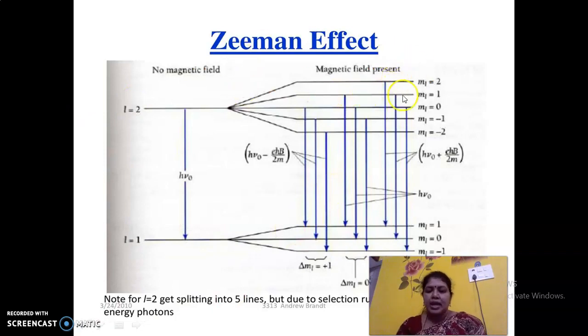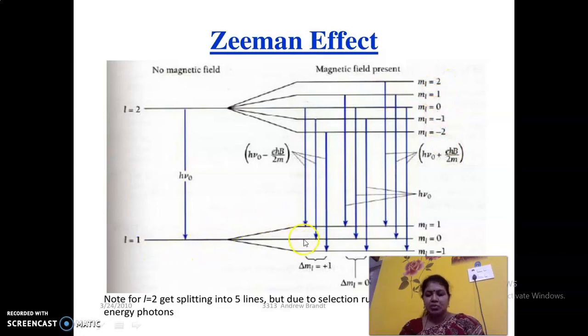Now you can explain this Zeeman effect beautifully with the help of this spectral diagram. When there is no magnetic field, the transition between two states, namely l equal to 2 and l equal to 2, is a direct transition. You get a single spectral line. But in the presence of a magnetic field, what happens? l equal to 2 gets split into 5 different states running from minus 2 to plus 2 through 0.